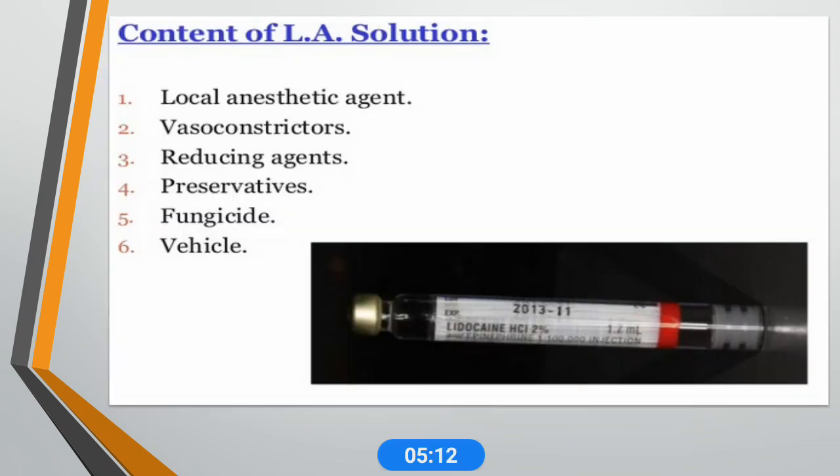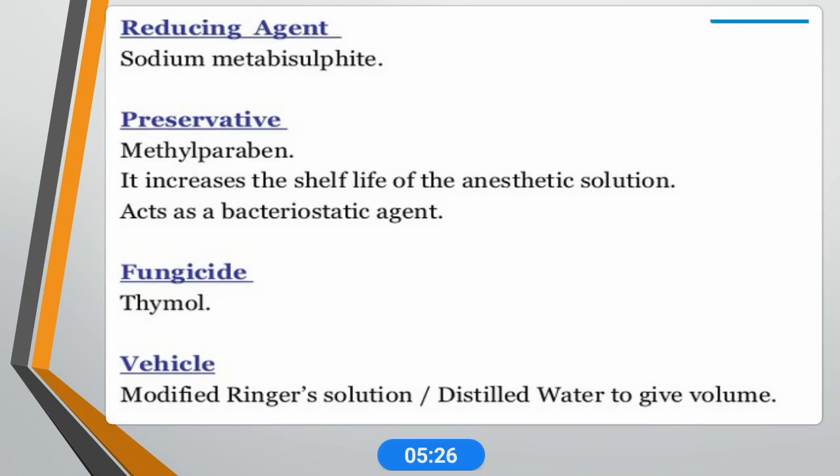These are some important contents included in local anesthetic solutions: one local anesthetic agent, and added vasoconstrictors, reducing agent, preservatives, fungicides and vehicle. As reducing agent, sodium metabisulphite is used, a good antioxidant and reducing agent. As preservative, methyl paraben is used. This helps to increase the shelf life of the anesthetic solution and also acts as a bacteriostatic agent. As fungicide, mostly thymol is added. As vehicle, modified Ringer solution or distilled water is used to give volume.